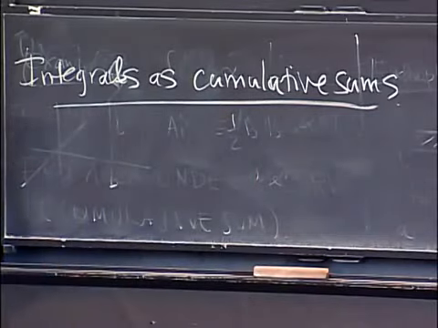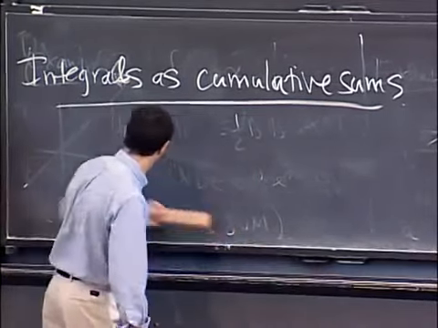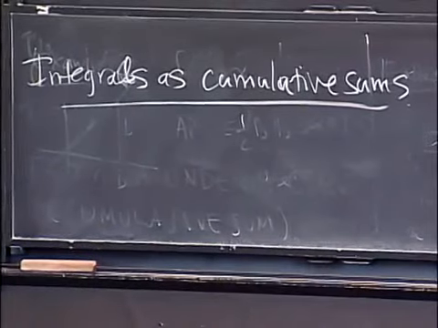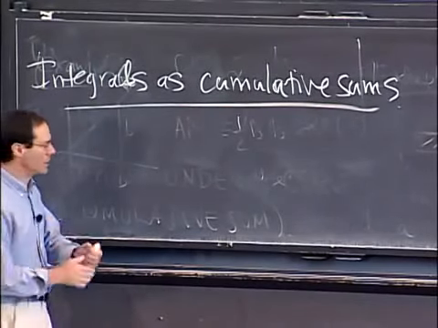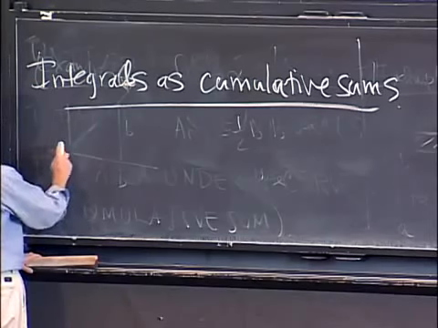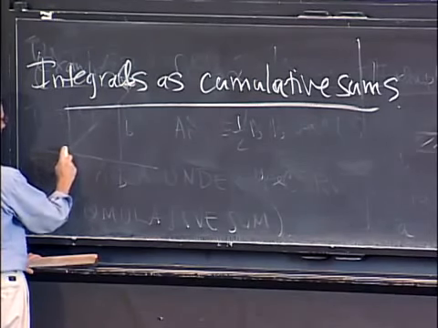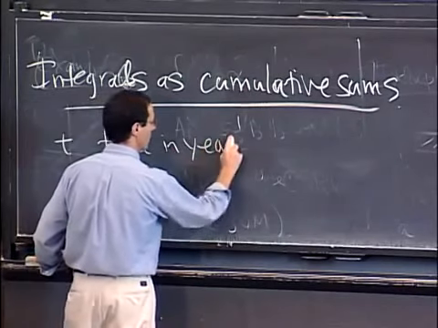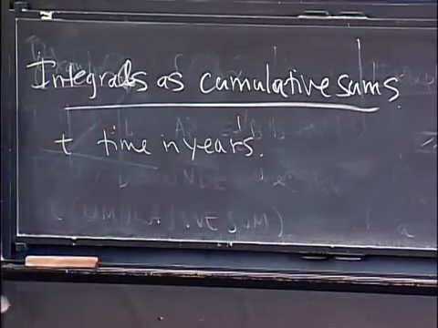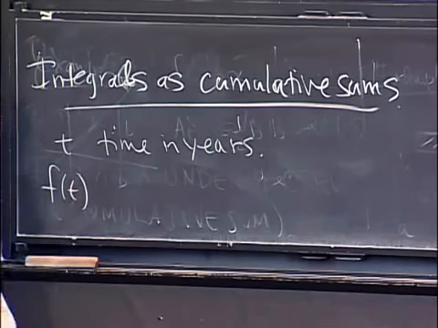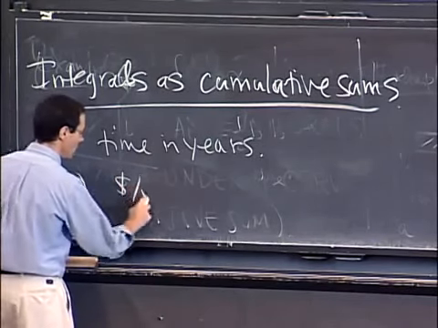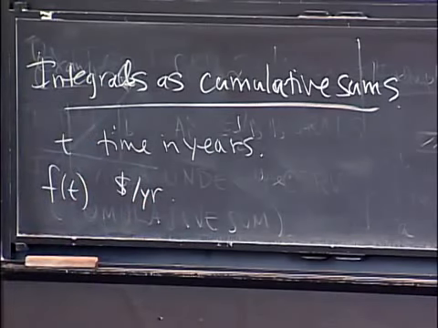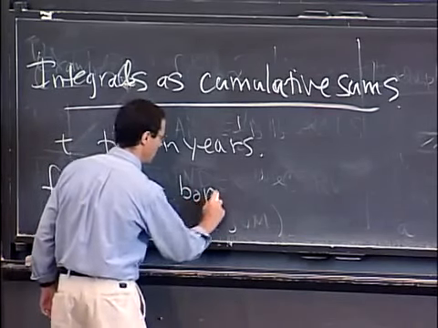So this is just an example, and so here's the way it goes. We're going to consider a function f. We're going to consider a variable t, which is time in years, and we'll consider a function f of t, which is in dollars per year. All right, this is a financial example here. That's the unit here, dollars per year. And this is going to be a borrowing rate.